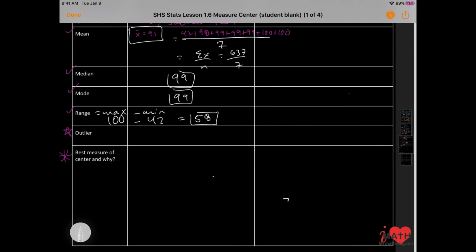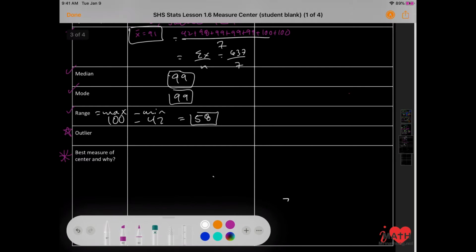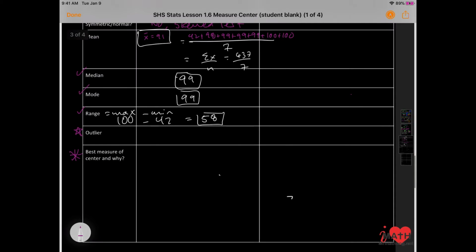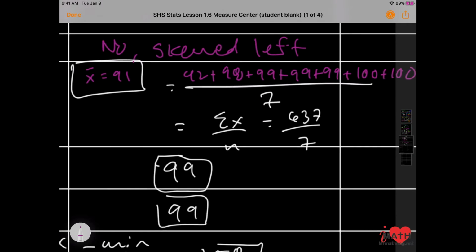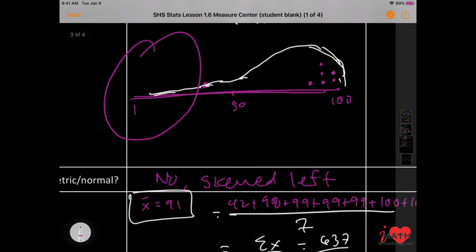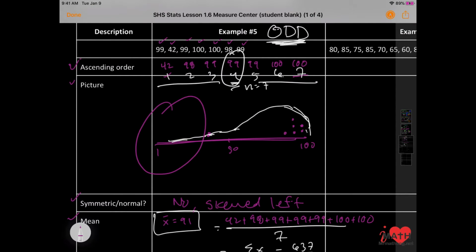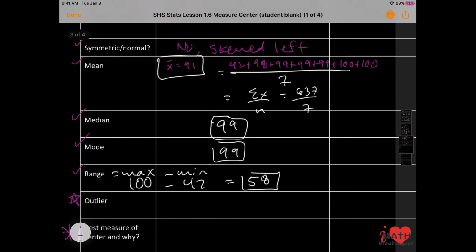Okay, for right now, we're just going to identify the outlier based on what you see there, visually. That's the number that doesn't belong to the rest of the group, that looks unusual, and that would be 42.